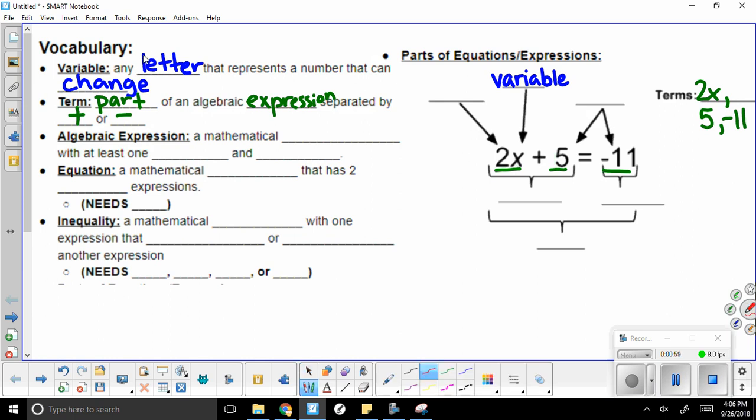So let's talk about what an algebraic expression is. It is a mathematical statement with at least one variable and operation. So if you look at our example, we have two expressions. 2x plus 5 is an expression, and negative 11 is an expression.